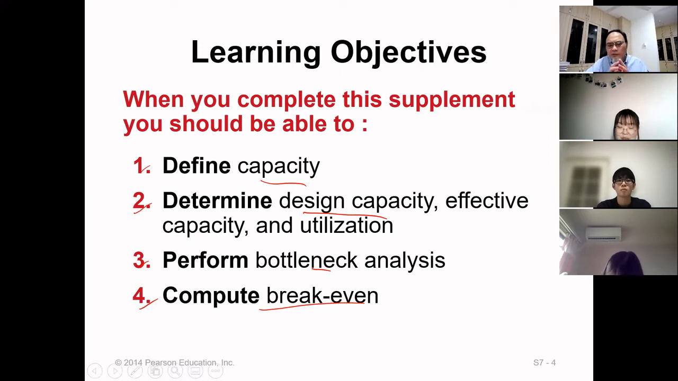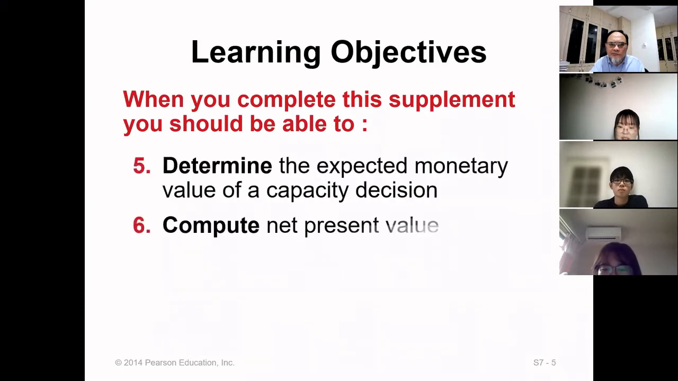Okay, we have a method that is used to do some analysis to determine our break-even. Okay, you have studied it before. It's okay. Okay, no, I'm not going to cover that.